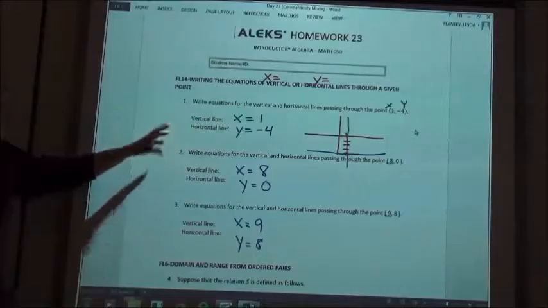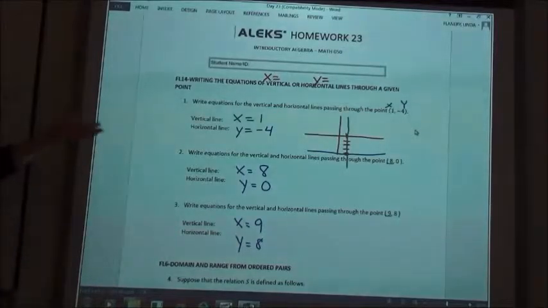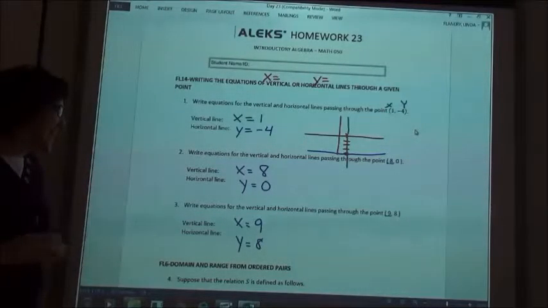Now sometimes they like to try to be tricky on you and ask for the horizontal line first, so make sure you read and don't always just get used to doing x equals first, because sometimes they'll switch them around on you just to see if you're paying attention.